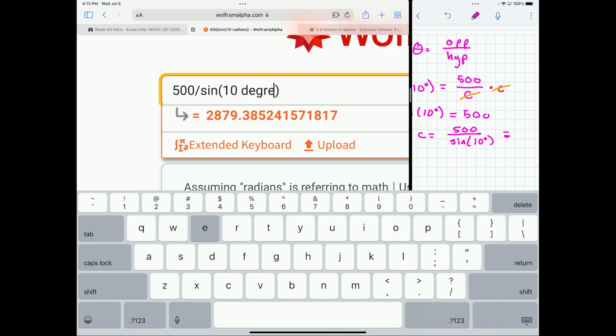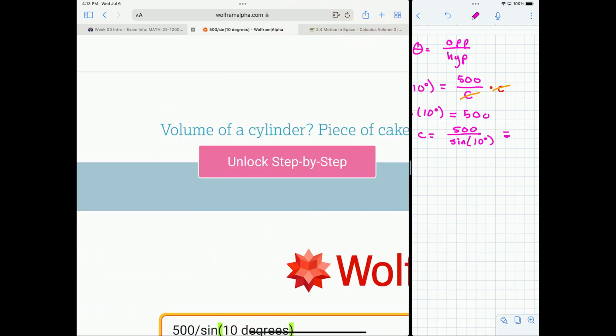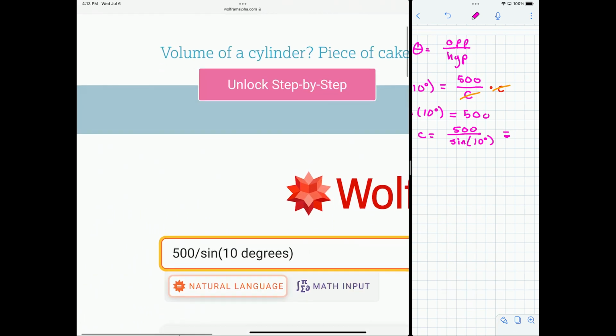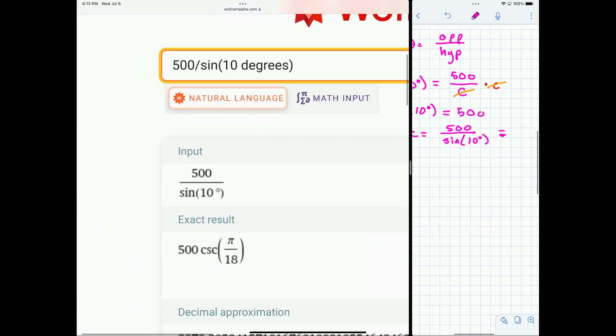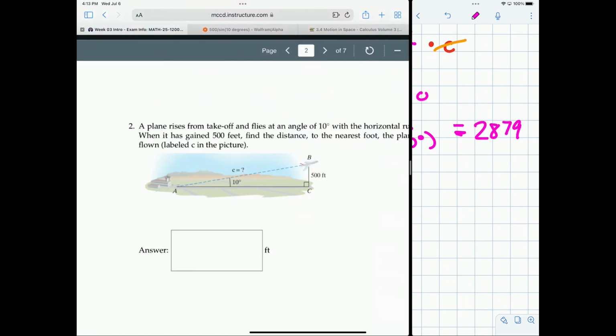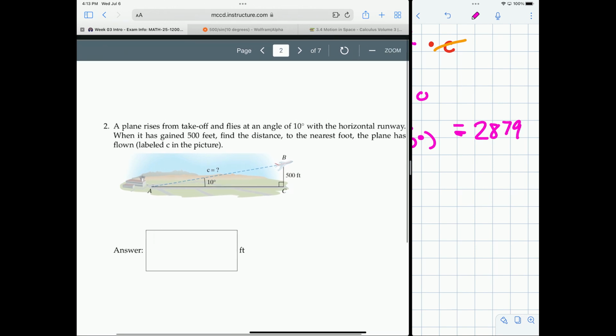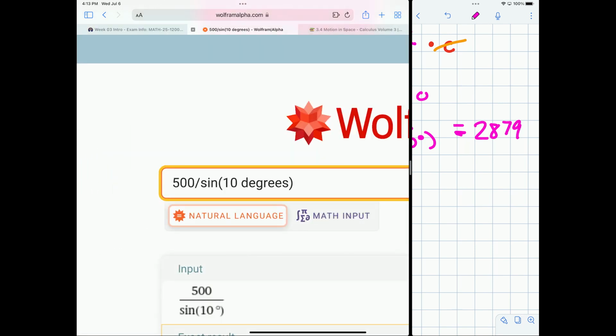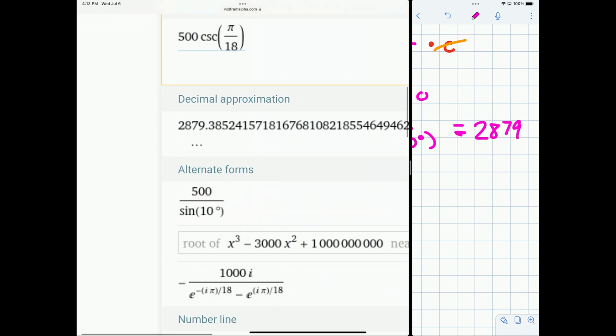And if you use a scientific calculator, you need to make sure that you're in degree mode. There's a degree mode and a radian mode. So just be careful. So this one here, I've got the answer, 2879. That's going to be in feet. Then it says find the distance to the nearest foot. So we need to round it. Yeah, that is rounded to the nearest foot.